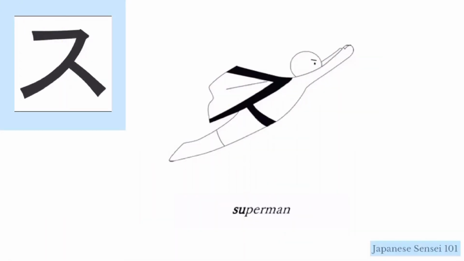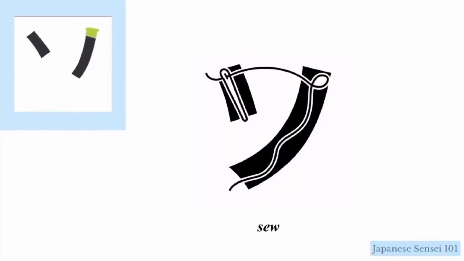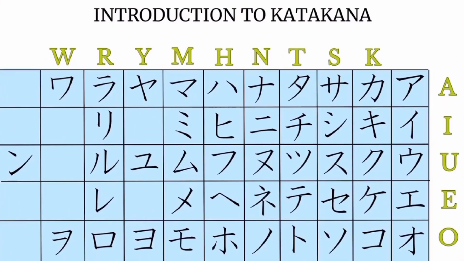Su. To memorize this, imagine a Superman swooping through the sky. Se. To memorize this, imagine a person running who is about to set a world record. So. To memorize katakana so, imagine one needle and a long thread which you use to sew. Well done on completing the 3 columns. Let's move on to the next column, T.